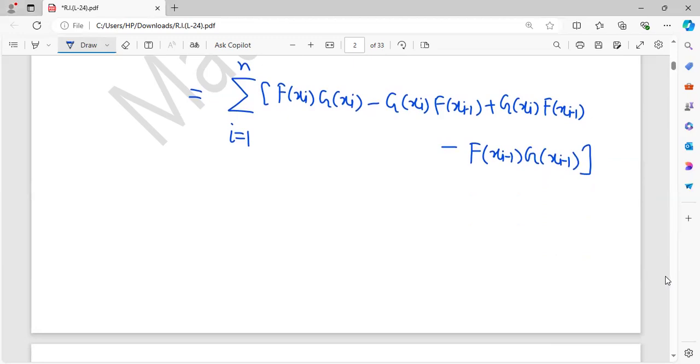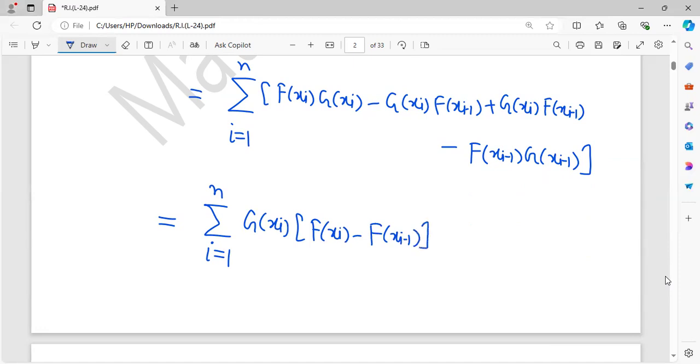Now we can write this like this: the summation, i goes from 1 to n, of G(xi) times [F(xi) minus F(xi-1)], plus the summation, i goes from 1 to n, of F(xi-1) times [G(xi) minus G(xi-1)].